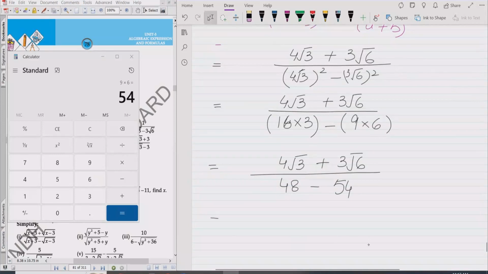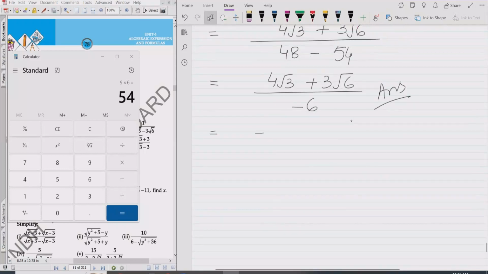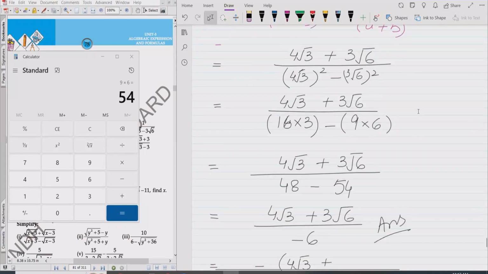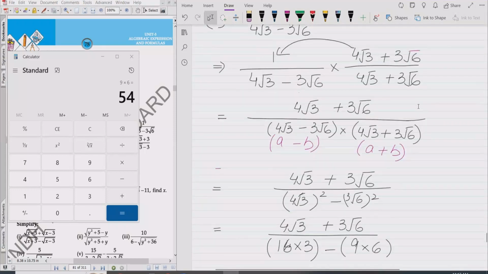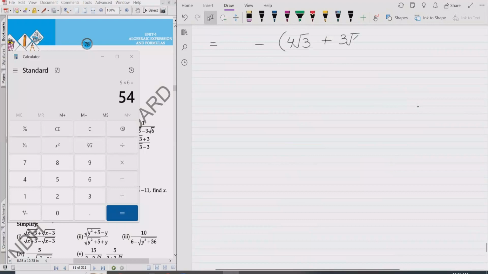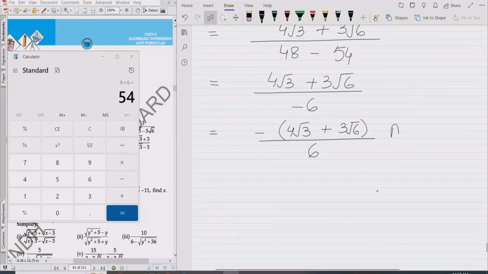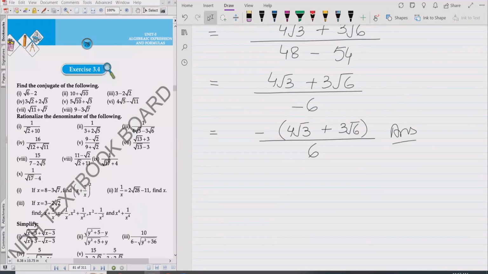And after that, we get 4 root 3 plus 3 root 6 over minus 6. So this is the answer of this question. Or you can write it like this: minus 4 root 3 plus 3 root 6 upon 6. So this is the answer of this question, right? Question number 3 and 4 are similar ones, so you can solve this one of this question.